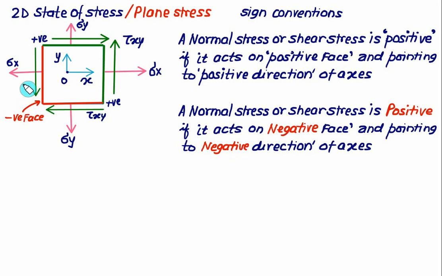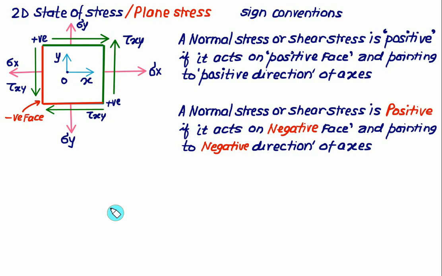So all these stresses that we have shown here represent positive values. A normal stress and a shear stress are positive if they act on the positive face and point toward the positive direction. Otherwise, a normal stress or shear stress is positive if it acts on the negative face, that is this face and this face, and is pointing to the negative direction, that is negative of x and negative of y, then again it is taken as positive. So you have to strictly follow the sign convention in the two-dimensional state of stress.